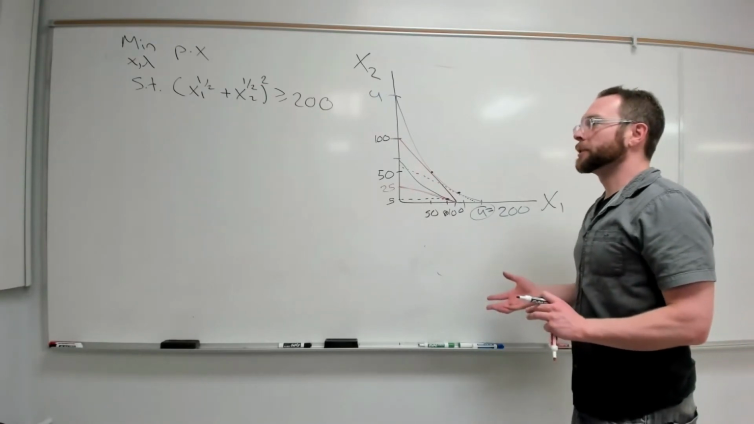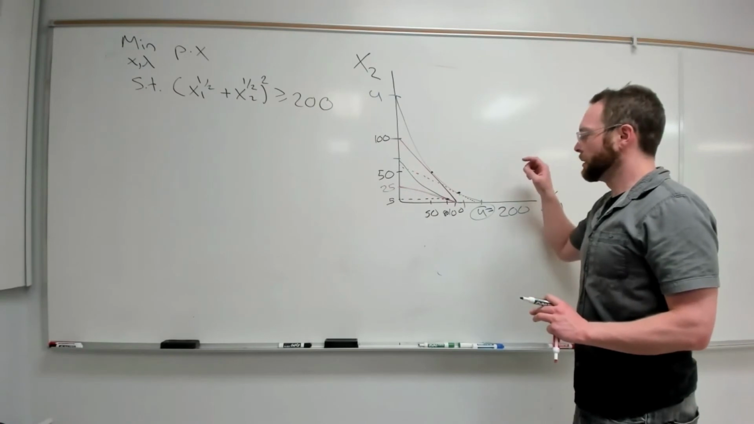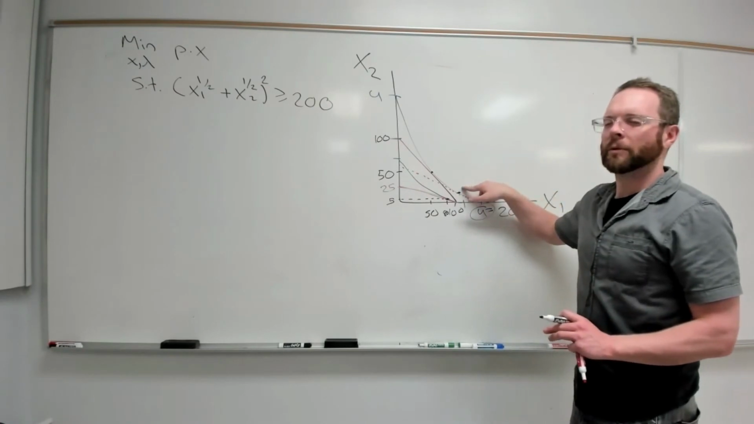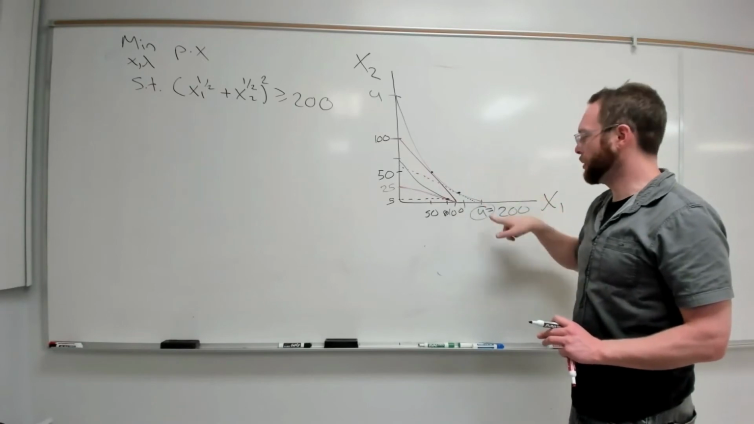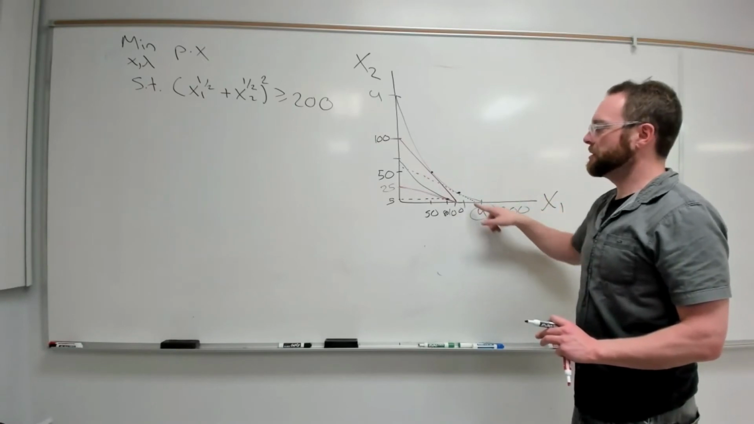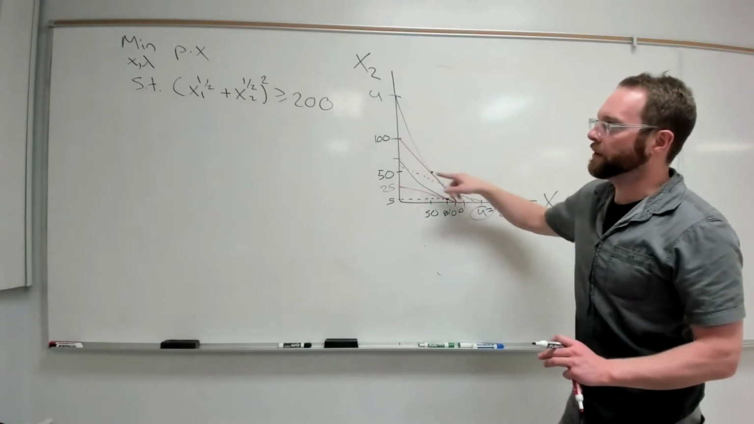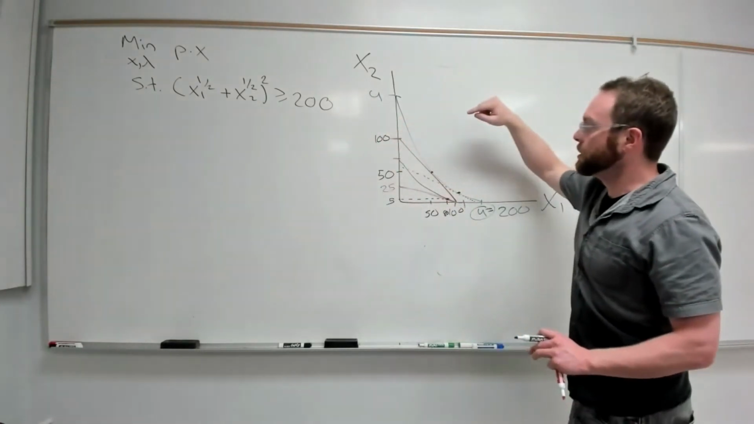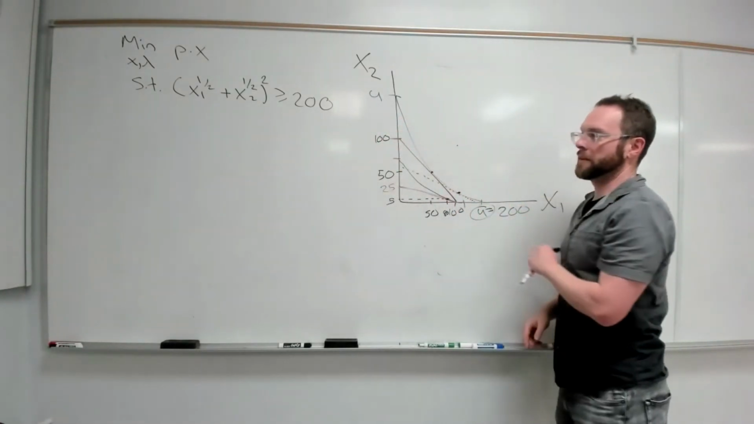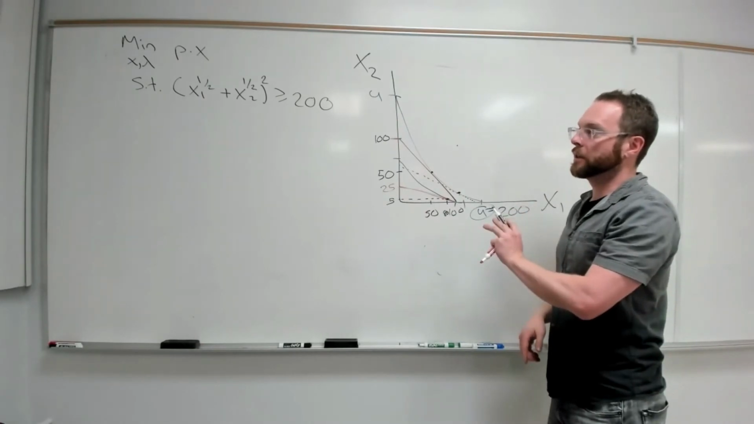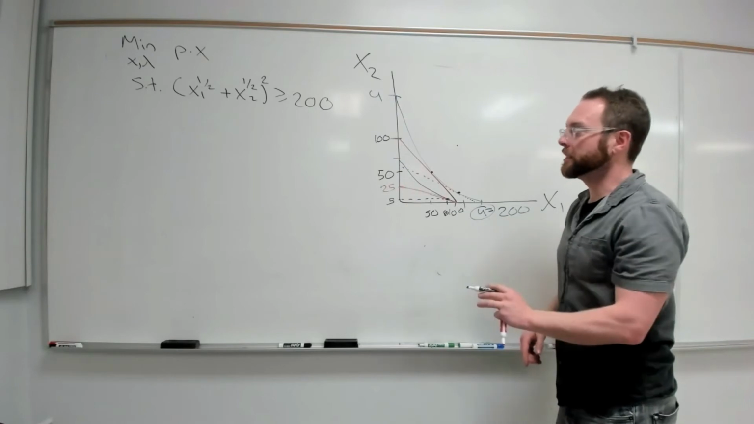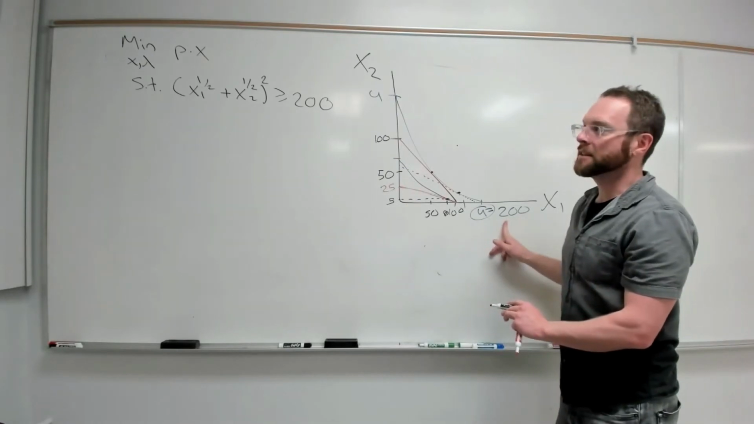you will never not be on the budget line. And you will never want to purchase more than you have to get this utility level. Because there's many points on this indifference curve that'll give us this level of utility. There's points beyond the curve that'll give us a higher level of utility. But our goal here is not to maximize utility. Our goal in this problem is to spend as little as possible and get at least this amount.